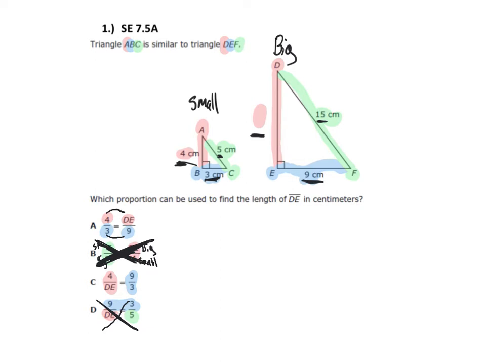Now let's look at this last answer choice. We have the small on top here, the 4, and the big on bottom. The 9 is in the big triangle, and the 3 is in the small triangle. So just like the last one, we're going to connect the smalls to each other and the bigs to each other. Since they cross, it crossed out the answer for us, so our only one left is A.